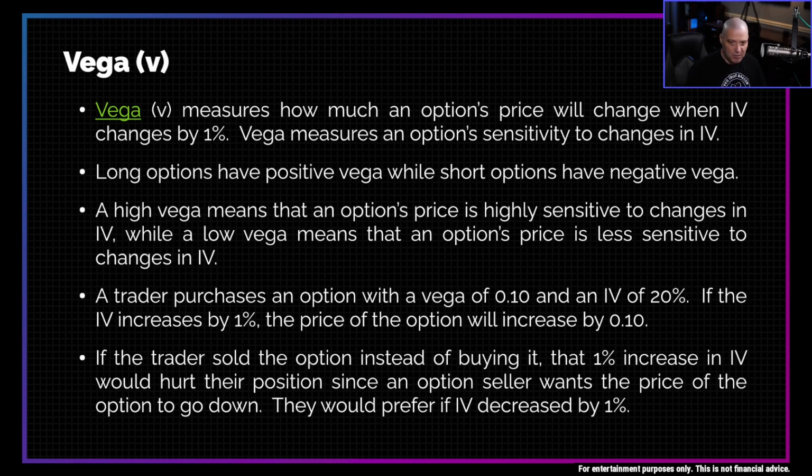And again, if we take the other side of this trade, so if instead the trader sold the option instead of buying it, that 1% increase in IV would actually hurt his position, since an option seller wants the price of the option to go down, not go up, right? We want to sell the option at a high price and buy it back to close at a low price. So an IV decrease is what we're looking for if we're short the option. And as always, long options are helped by an increase in volatility, all other factors being equal, and short options are helped by a decrease in volatility, all other factors being equal.